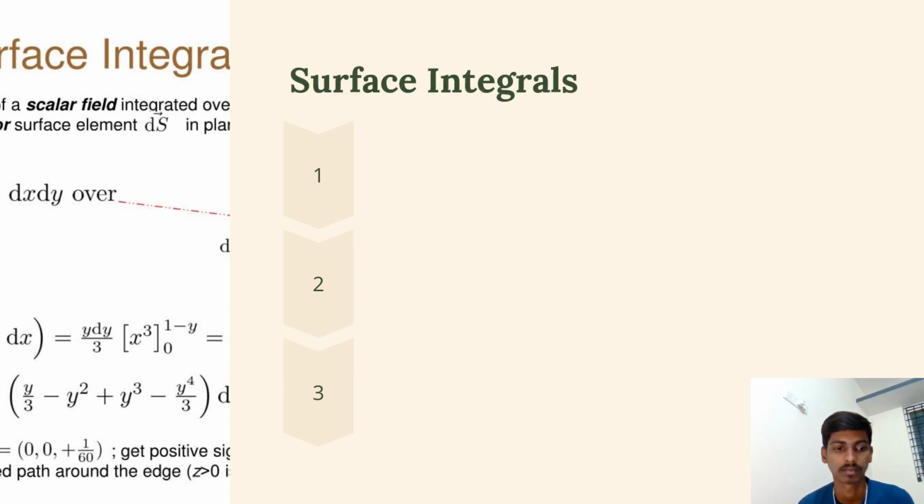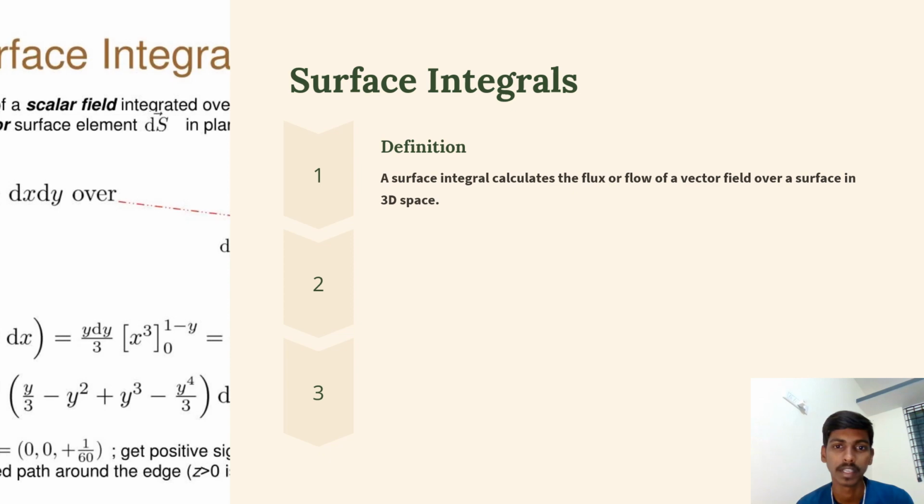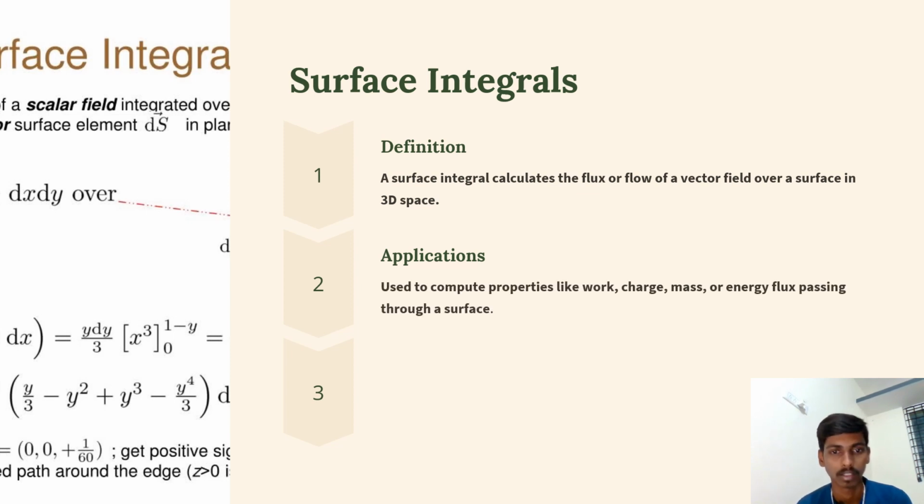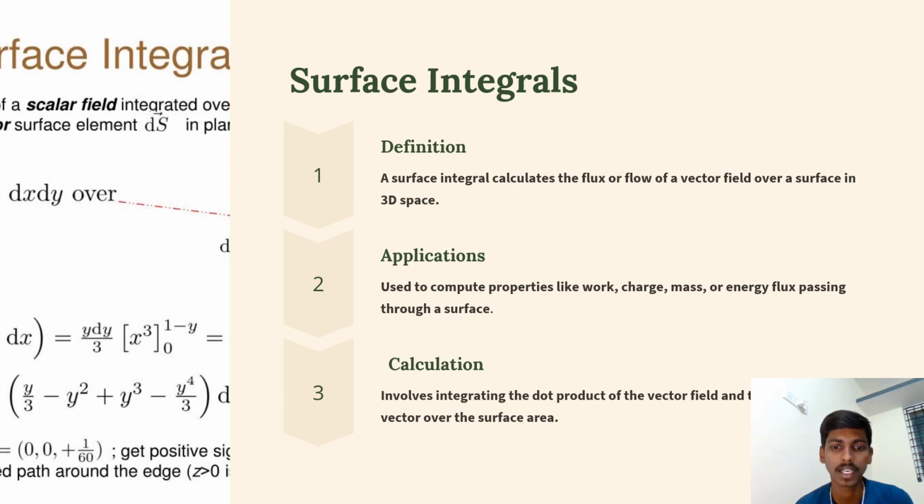Surface integrals. Definition. A surface integral calculates the flux or flow of a vector field over a surface in 3D space. Applications. They are used to compute properties like work, charge, mass, or energy flux passing through a surface. And the calculation involves integrating the dot product of the vector and the normal vector over the surface area.